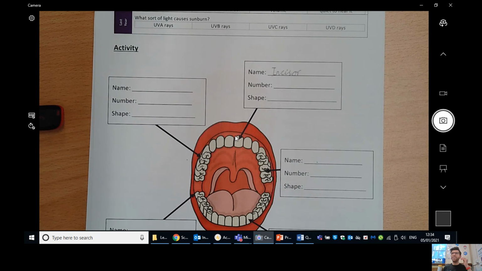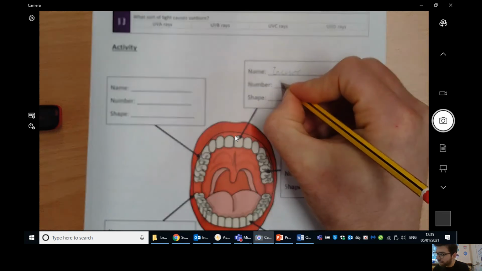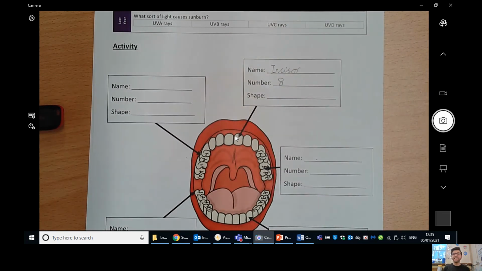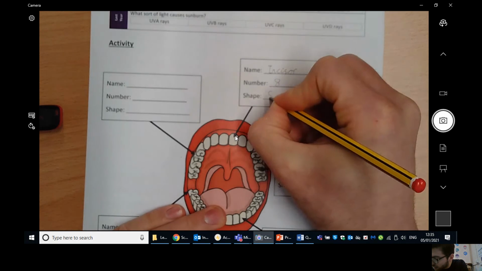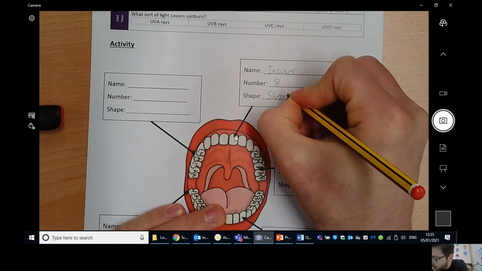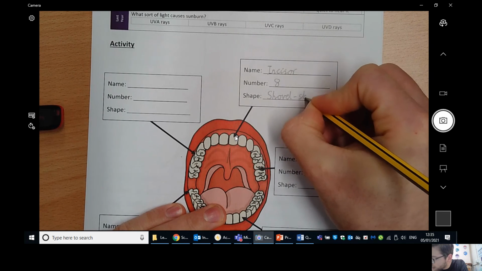So how many were there again? Again, hold it in your head. If there are 4 at the top and 4 at the bottom, there should be 3, 2, 1. Hopefully simple maths: 4 plus 4, there should be 8 incisors there. And then finally, what shape are they? Can you again call out on the count of 3? They have a very similar shape to a type of tool. 3, 2, 1. Hopefully saying shovel shaped over here.